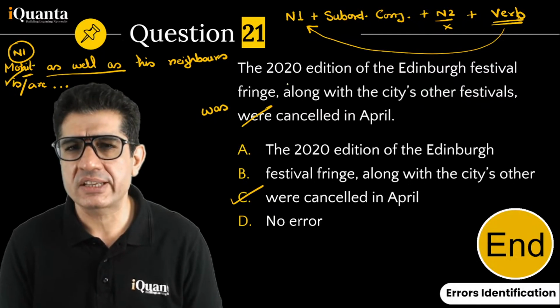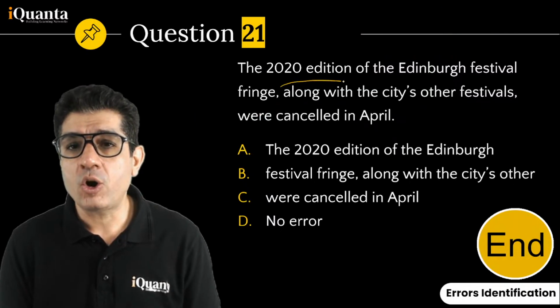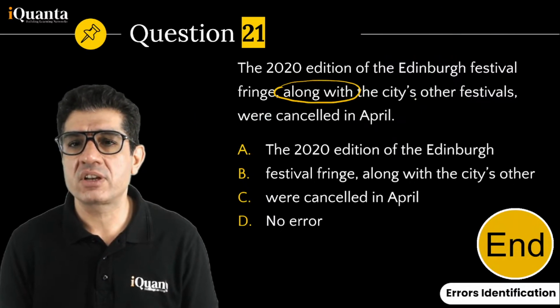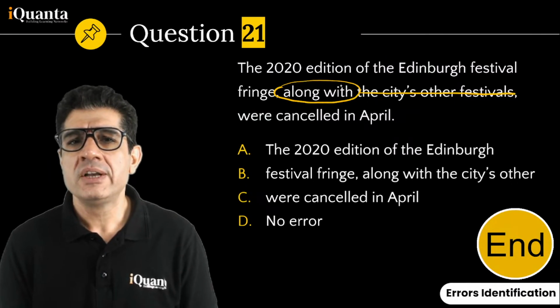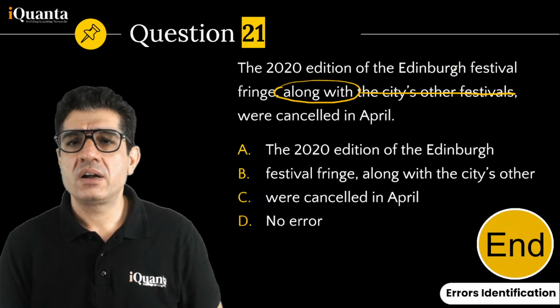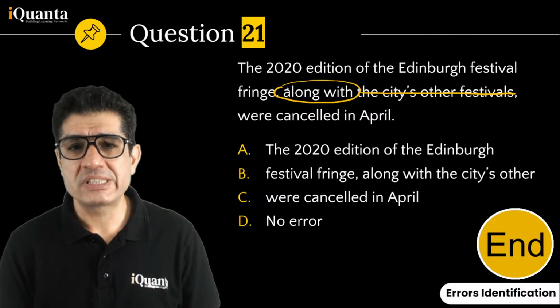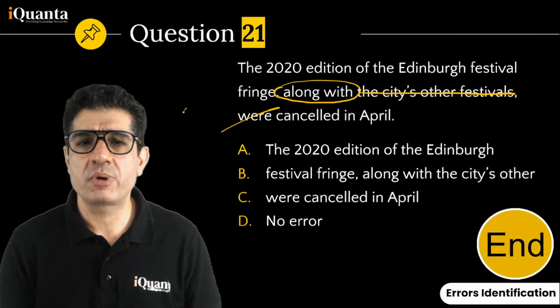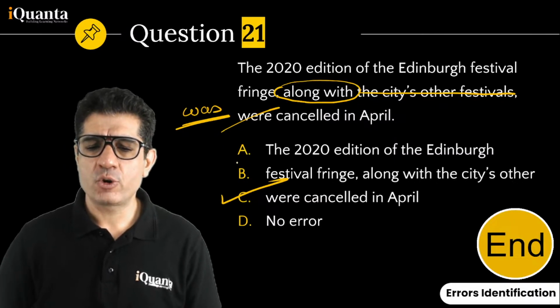Similarly, in this particular sentence that I gave to you in question number 21, along with is a subordinate conjunction, which means that this noun will have no bearing on the verb. You'd only look at the first noun, which happens to be singular, and that is why instead of were, we needed was. Okay, so I hope that helps.